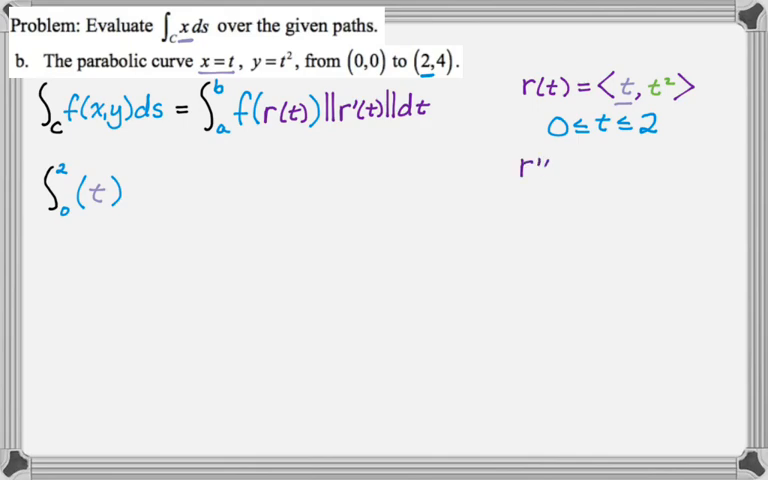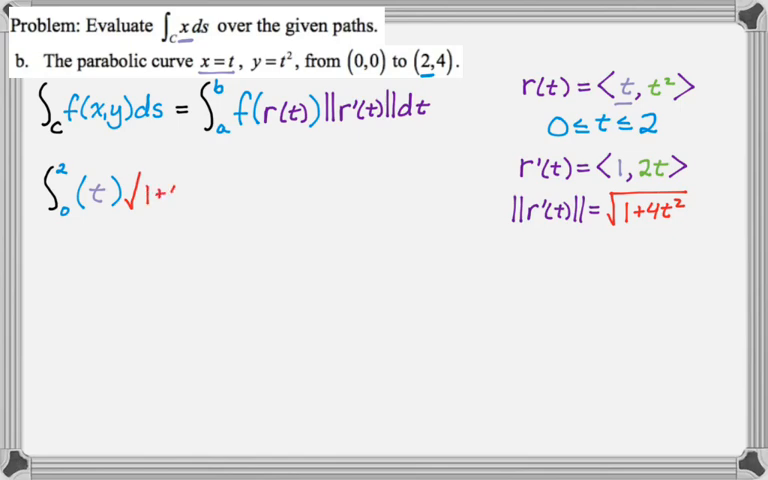So let's find r prime. Component by component, we get the derivative of t is 1, the derivative of t squared is 2t, and that's where the big difference comes in. So I need the norm of this thing, or the magnitude, so that's going to be the square root of 1 squared plus 2t squared, which is 4t squared. So that's going to be the magnitude of r prime, and that's a big difference. Last time it was a constant. So let's plug this in.